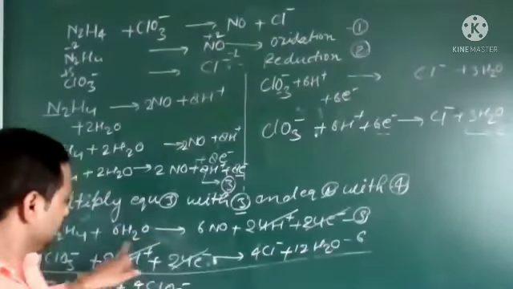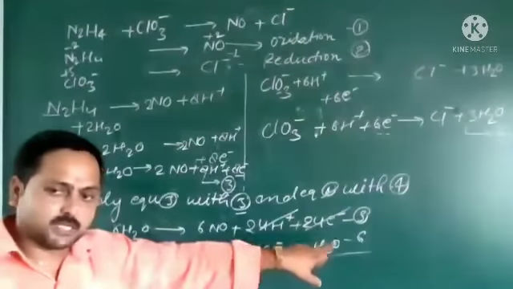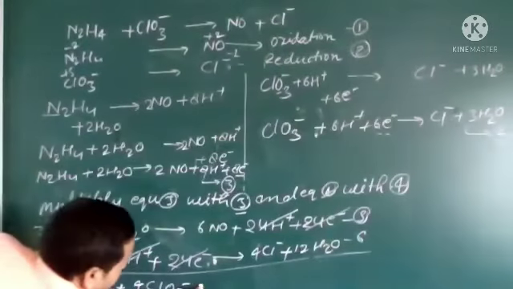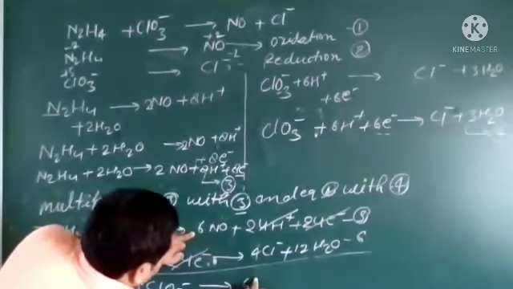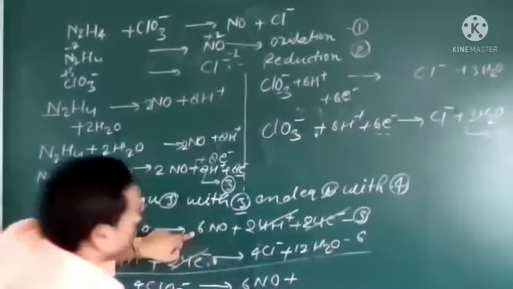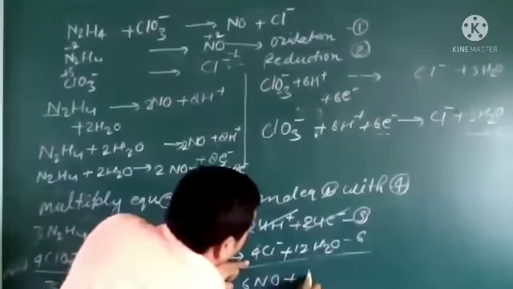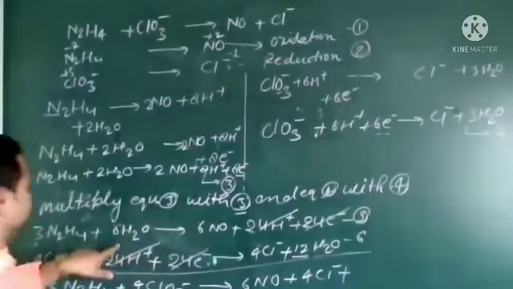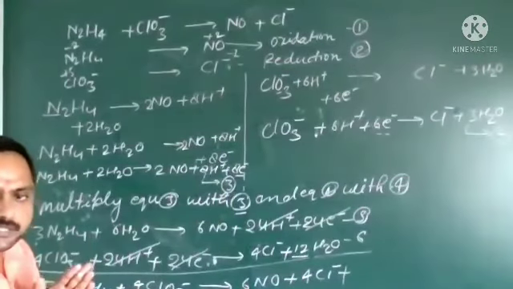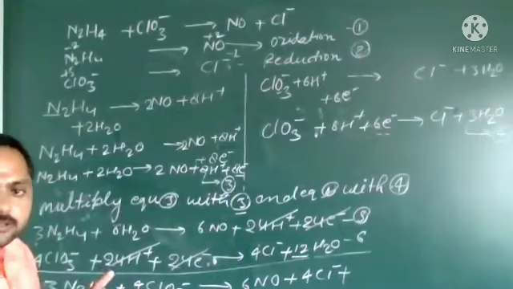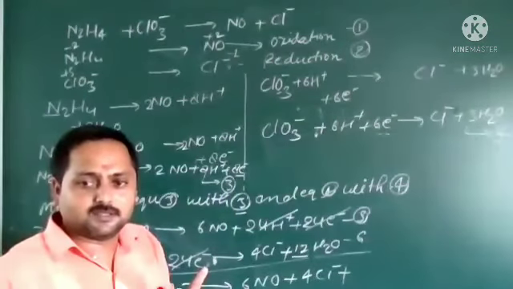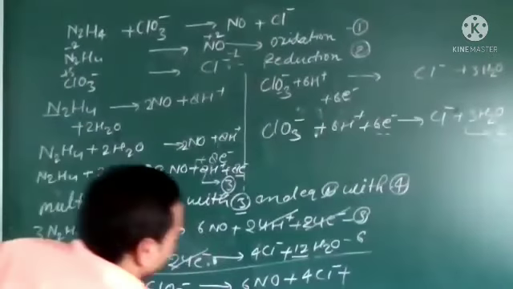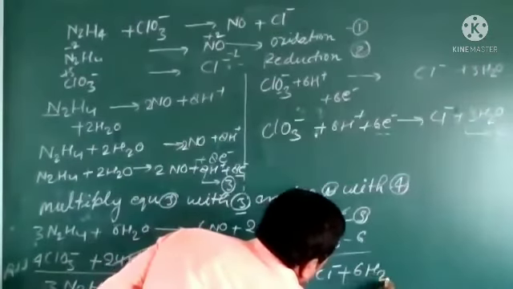So which one is lesser? This one is lesser. So this will be separated from that side, so H2 will be written on the right side. Here gives out 6NO plus 4Cl minus plus 12 minus 6. You know, 12 minus 6. So here that will be 6H2.